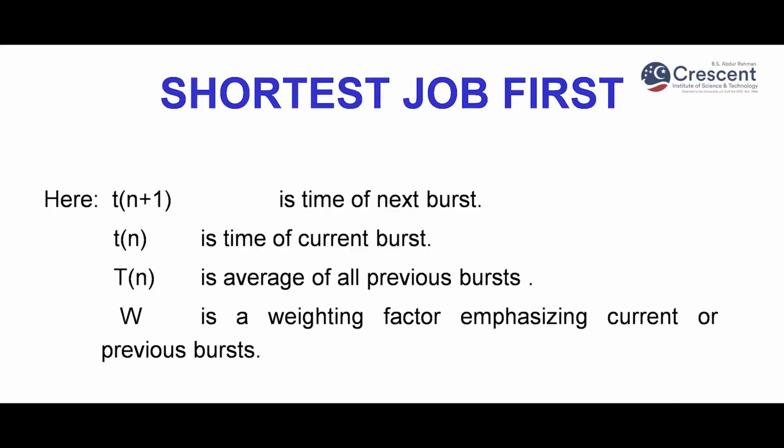Next comes the t of n. t of n is the time of the current burst. Capital T of n is the average of all previous bursts. W is the weighting factor emphasizing the current or the previous burst.